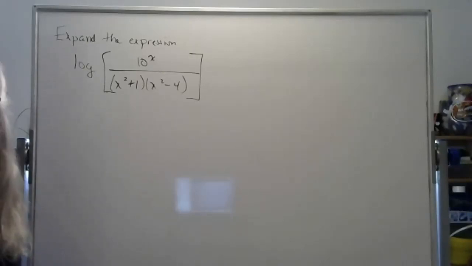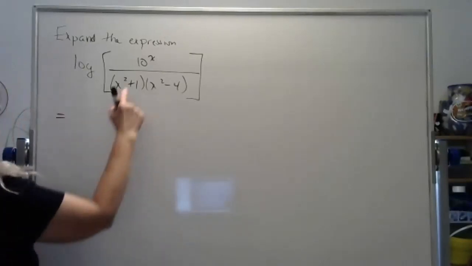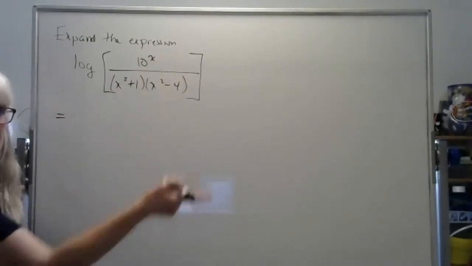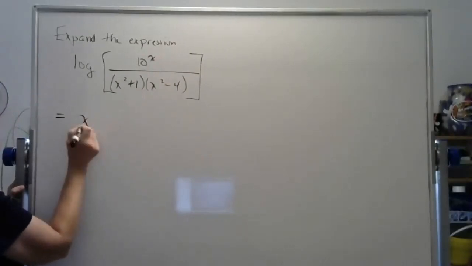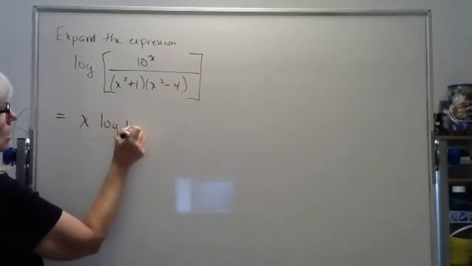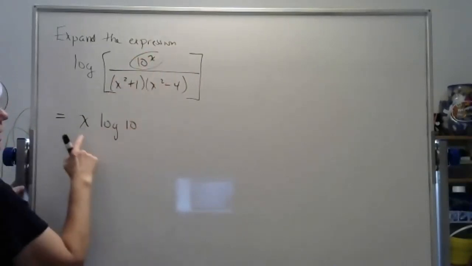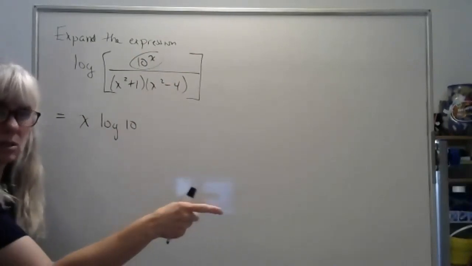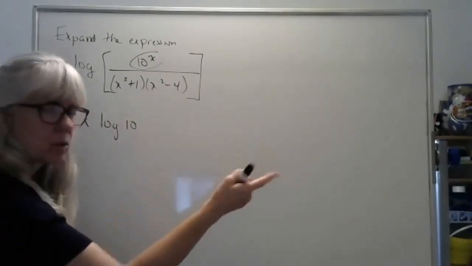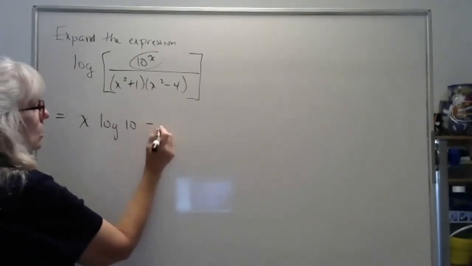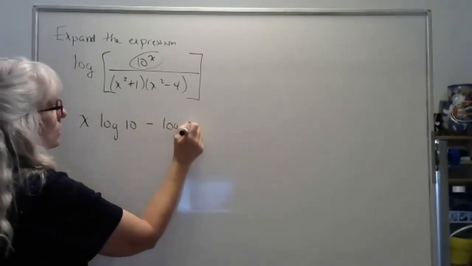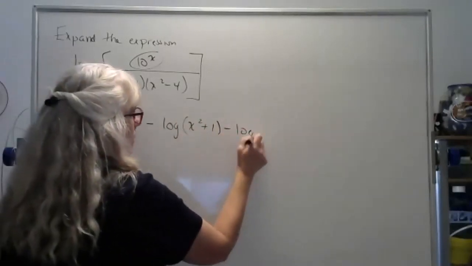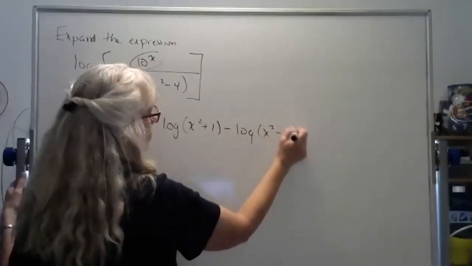Okay, one layer at a time, let's undo it. So this log of 10 to the x, doesn't it have an exponent? So because it has an exponent, I can move it out in front as a coefficient. So that would be x log 10. And that takes care of this 10 to the x term. I could rewrite that as x log 10. Now everything after it appears in the denominator. So I'm going to put minus on all those terms because they're from the denominator. So I'll have minus the log of x squared plus 1. And then I'll have minus the log of x squared minus 4.